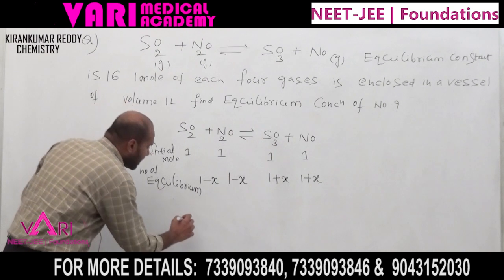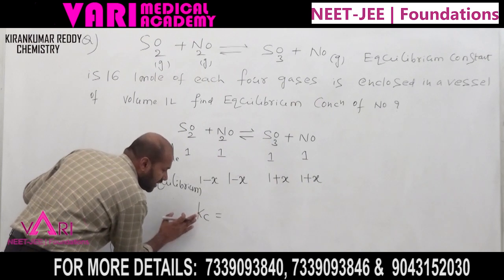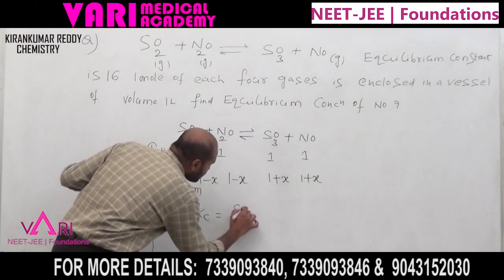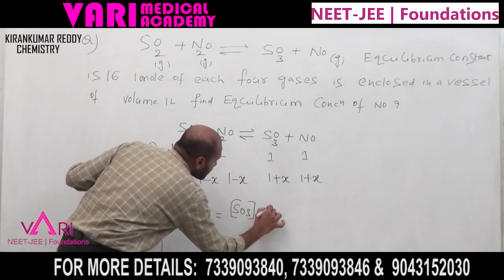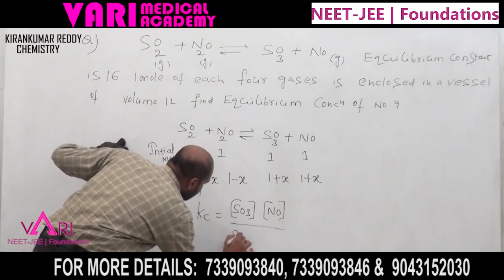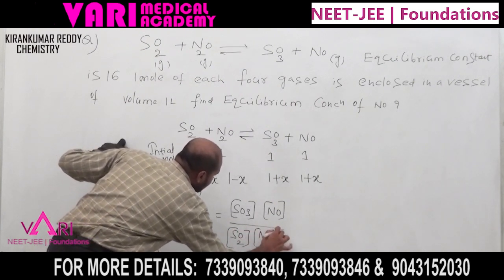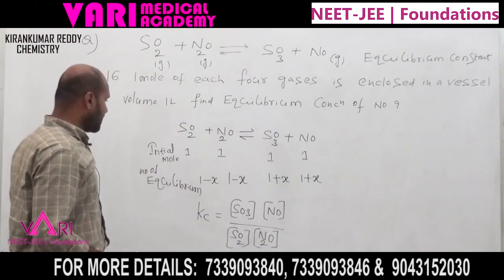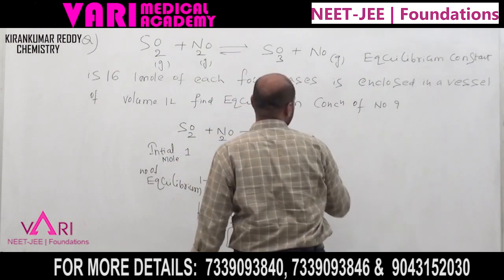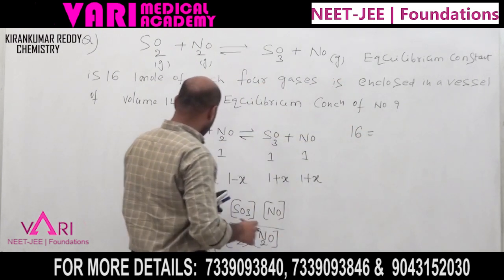Now write the equilibrium expression. Kc means the equilibrium constant in terms of concentration. Product concentration, SO3 and NO, divided by the concentration of SO2 and N2O. What is the Kc value given, students? The equilibrium constant is 16 given. Now write Kc value 16, that is equal to the number of moles.